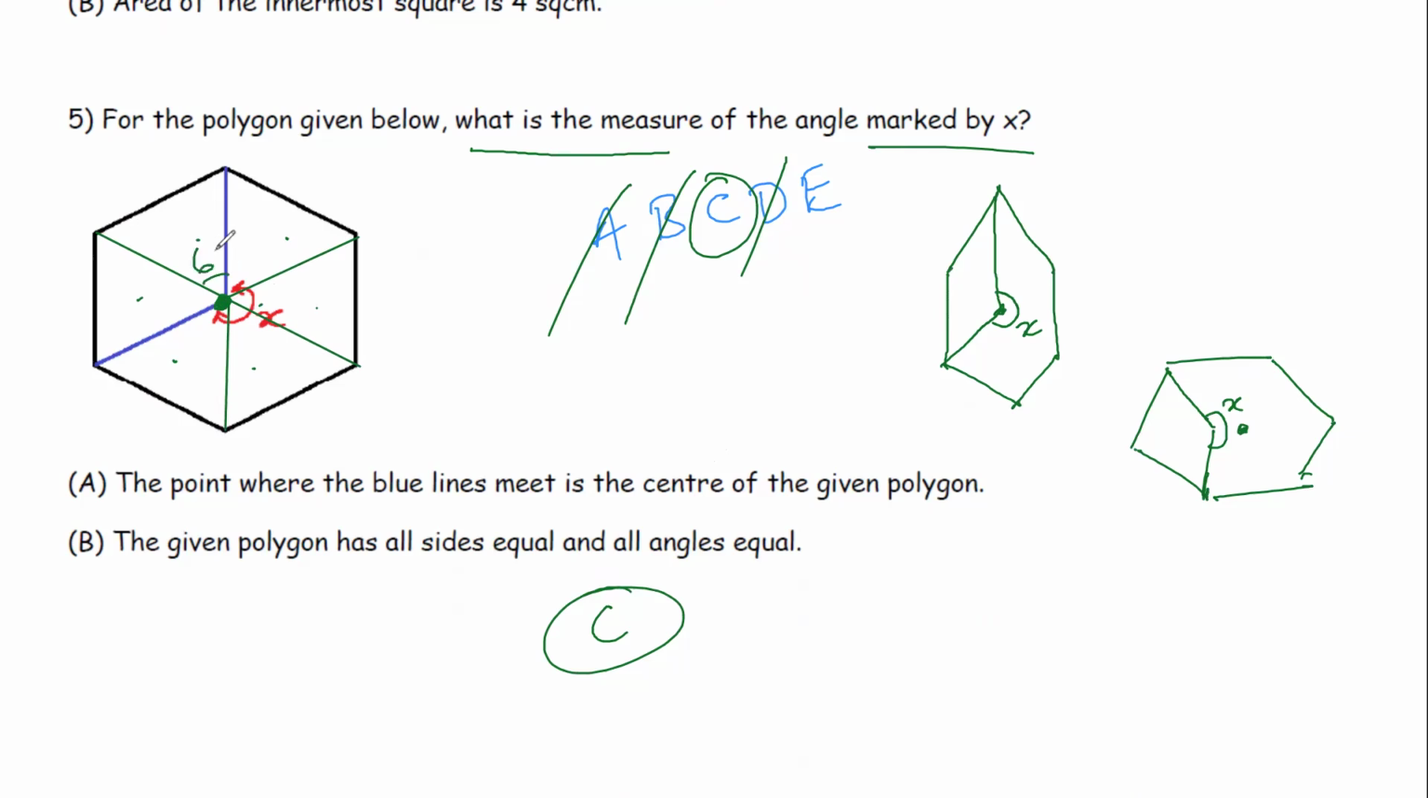And we know that this is 60, 60, 60, 60, 60, and 60. And this angle is clearly asking you these ones, 1, 2, 3, and 4. So that's 4 times 60, that's 240. So we can know that X is 240 degrees when we take both the statements together. Okay. Question 6.